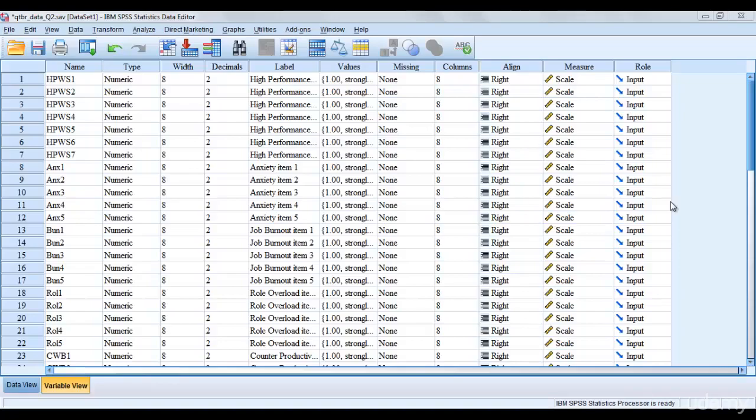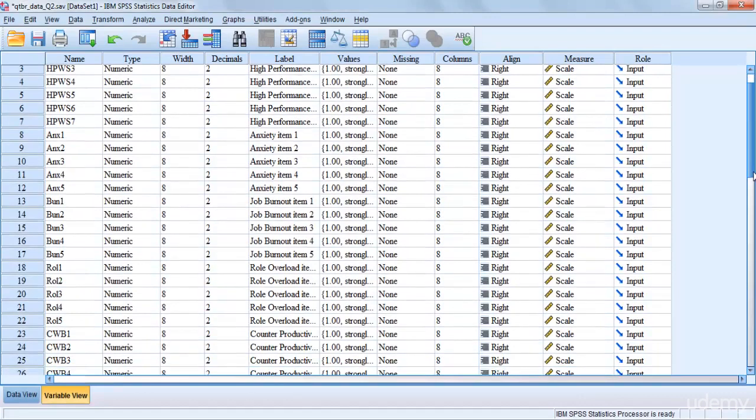Okay, welcome people to our introductory lecture about descriptives. Here we are just going to get a little bit of introduction about descriptives. Here we again have the same data set: anxiety, burnout, and role overload. So how are we going to get the mean and standard deviation for our variables?